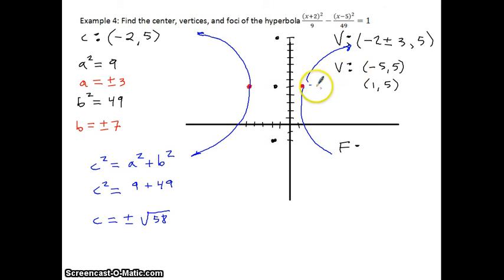I need to figure out where those focus points are. What is the location of those particular coordinate points right there? I need to add and subtract once again onto my x value. So let's go ahead and do that. I take the -2 and I add and subtract the square root of 58 to find those focus points. The y value stays the same.